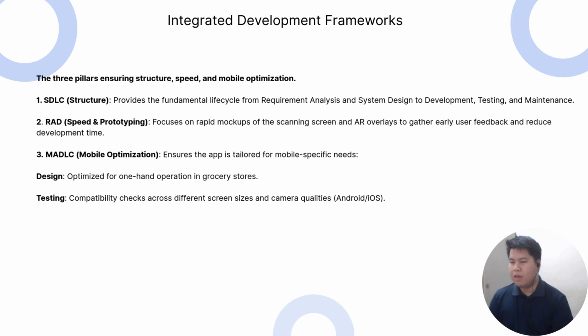The third is MATLC, mobile optimization, ensuring the app is tailored for mobile-specific needs such as design, optimized for one-hand operation in a grocery store, and testing, compatibility checks across different screen sizes and camera qualities using Android or iOS.